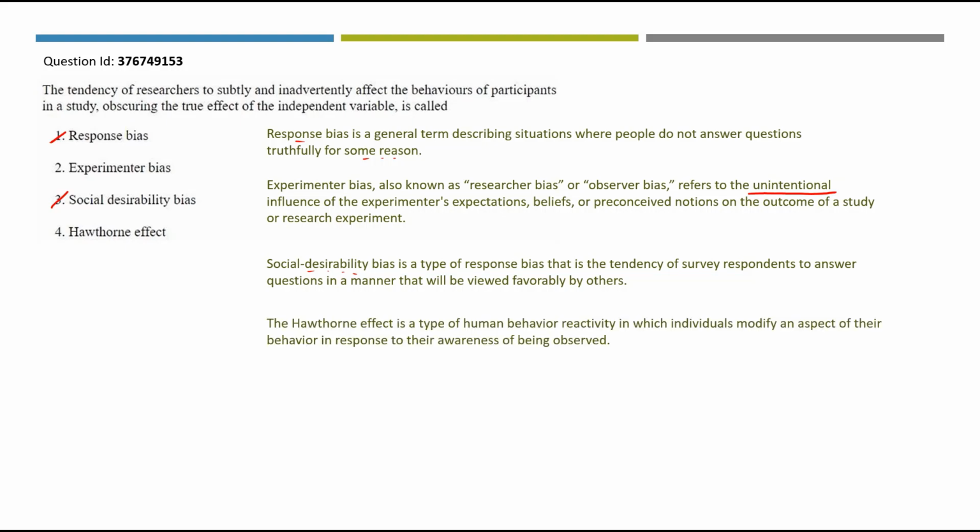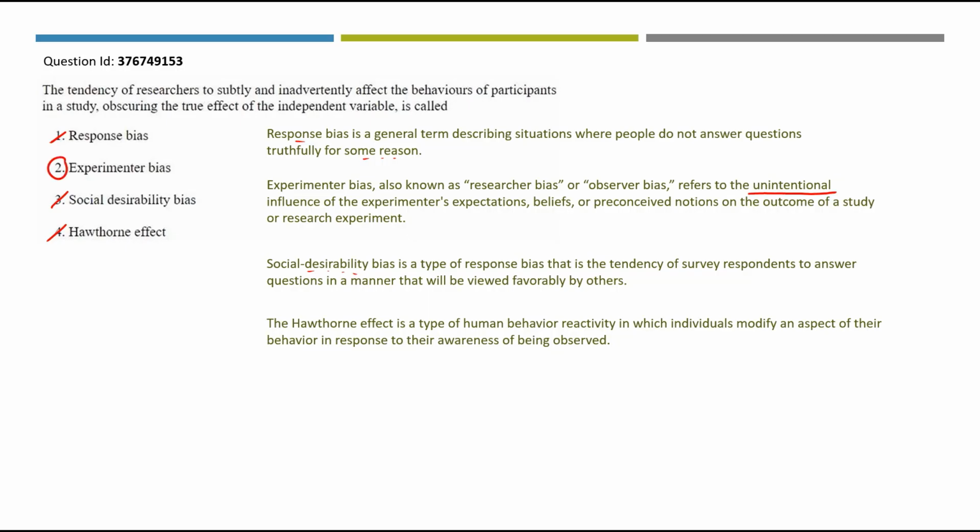What about the Hawthorne effect? It is a type of human behavior reactivity in which individuals modify an aspect of their behavior in response to their awareness of being observed. If we know that somebody is looking at us, we automatically tend to change certain unpleasant behaviors. But what happens is your true nature is not observed there. That is the Hawthorne effect. Here the question is not about affecting it due to observation. It is unintentionally affecting it, which is perfectly matching with experimental bias. So we will rule out even option 4. We will go with option number 2 as the right answer.